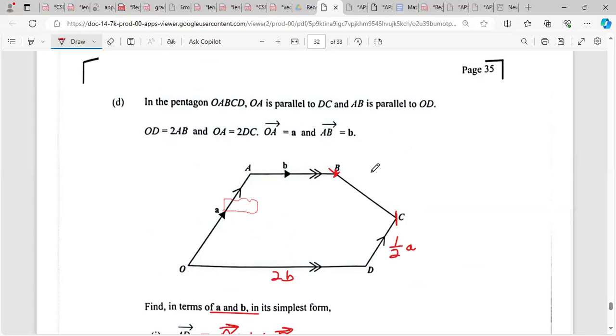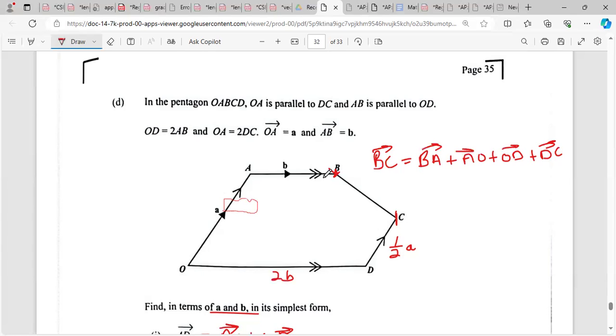I'm going to take the long road. If I go BC, I'm going to go B to A. After that, I'm going to go A to O, and then O to D. But I still need to go from D to C, because I'm supposed to end up at C. So I still need to go from D to C. What if I work this now?